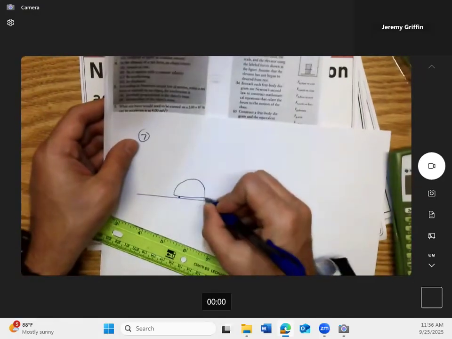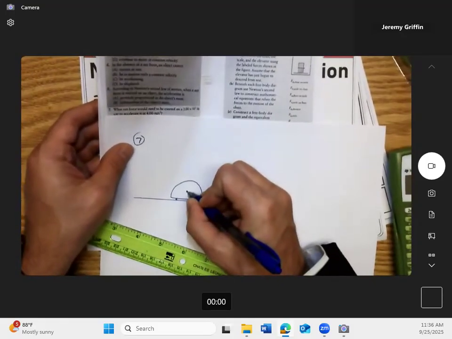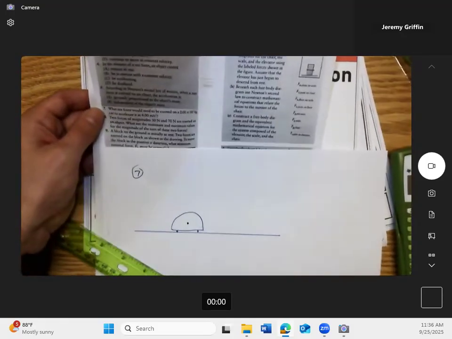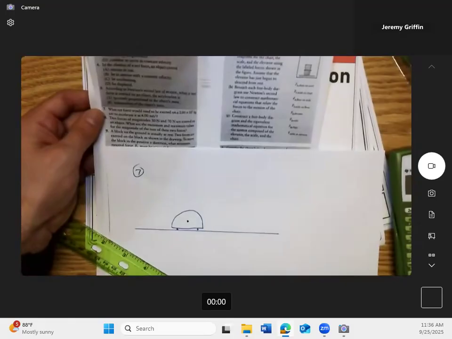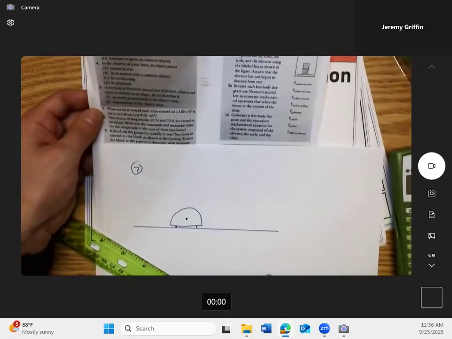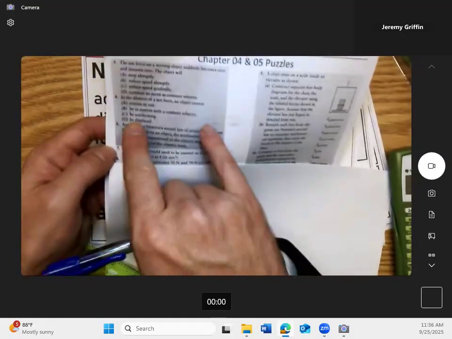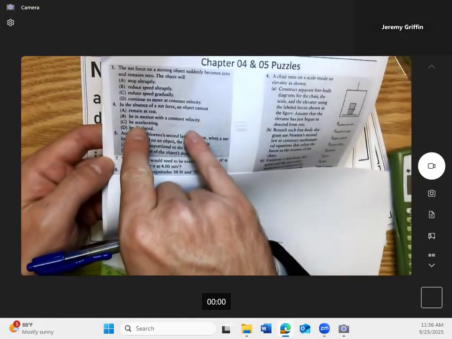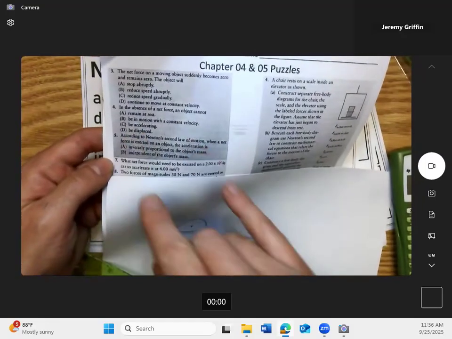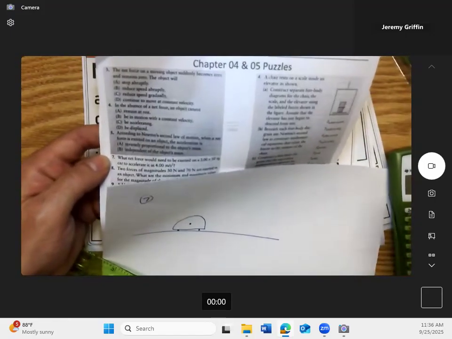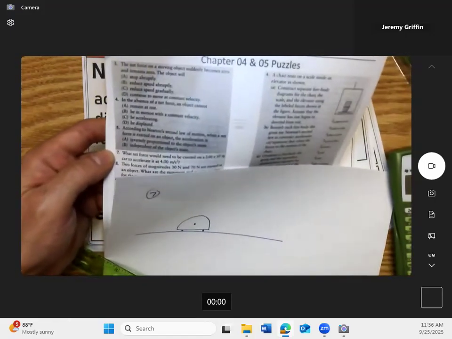So number 7, let's get a car going. Wait, what's number 4? Okay, number 4: in the absence of a net force, an object cannot be accelerating. So if there is acceleration, there must be a net force. And if there's no net force, there's no acceleration.